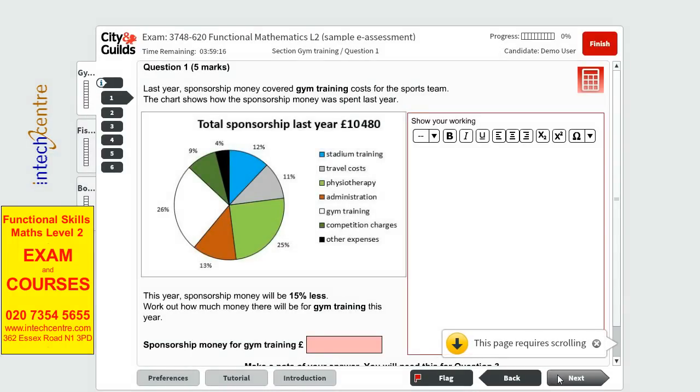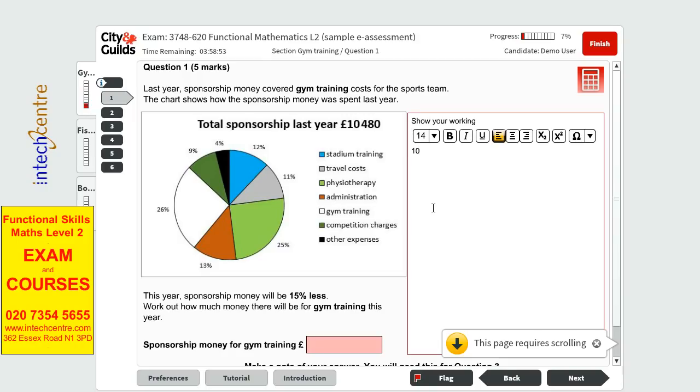So last year the sponsorship money covered gym training costs for the sports team. The chart shows how sponsorship money was spent last year. So we have a pie chart here breaking it down for us on what the money was spent on. This year the sponsorship money, however, will be 15% less, so I would suggest you start with this bit before you move forward with your question.